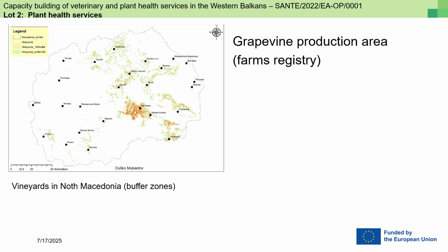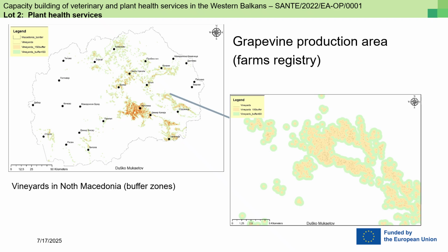For pest-specific surveys of grapevine, we can prepare hotspot areas for monitoring based on farm registry data. Our resources can be focused on the most intensive areas, and at the same time we can plan for all regions with vineyards a certain number of survey sites. In case of a need to make buffer zones around the vineyards, this could be done. For example, 150 meters or 450 meters around the vineyards, depending on the pest biology. And then we can calculate the acreage for the survey.